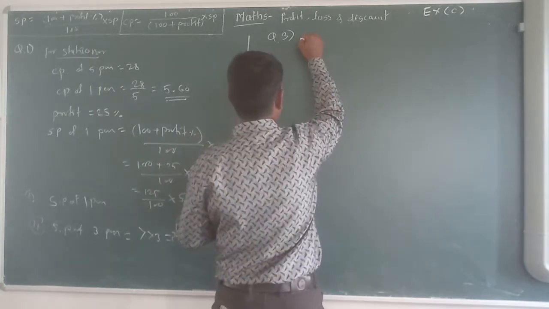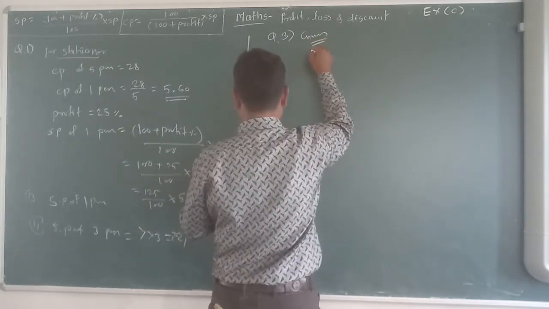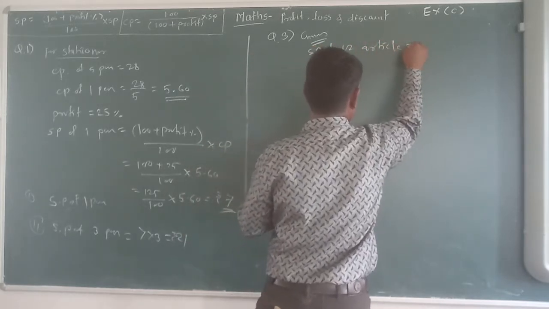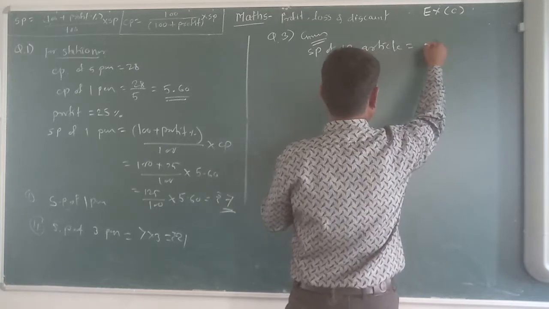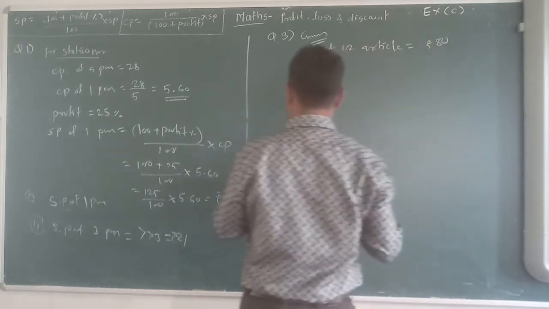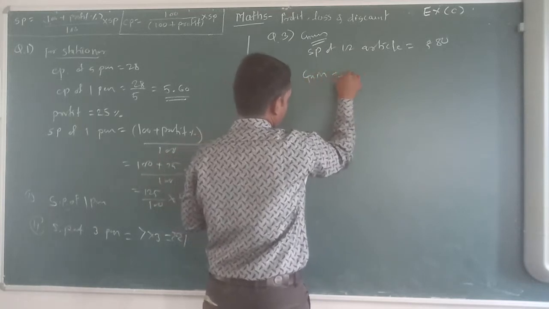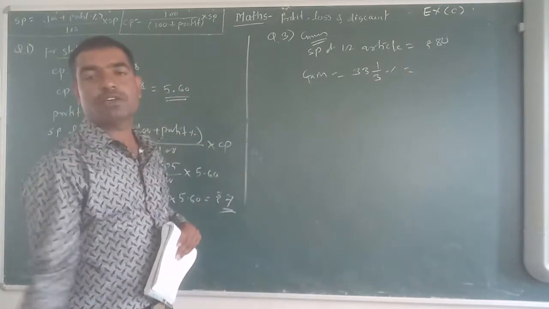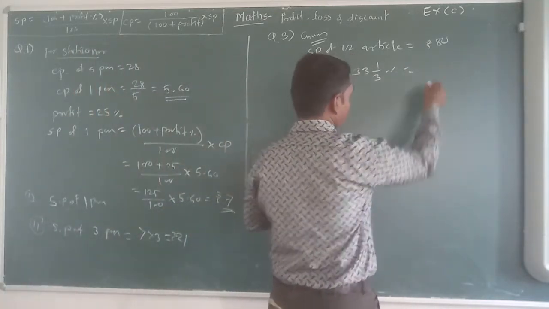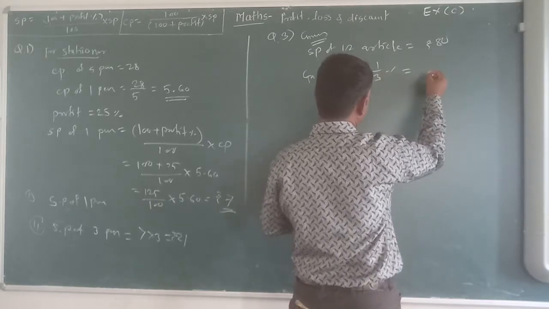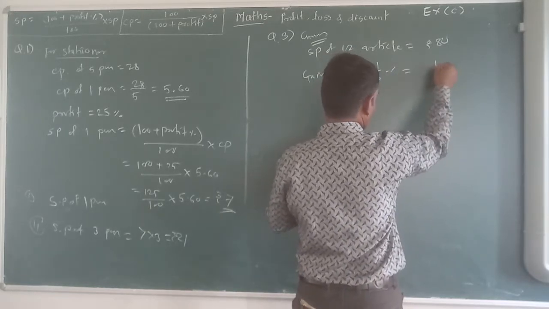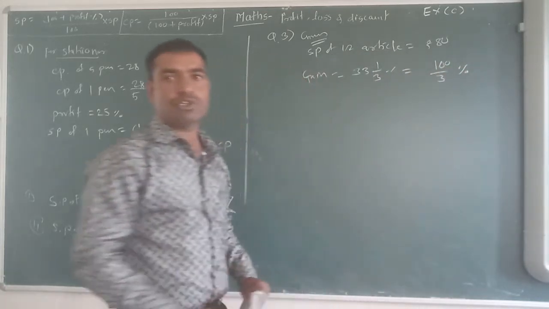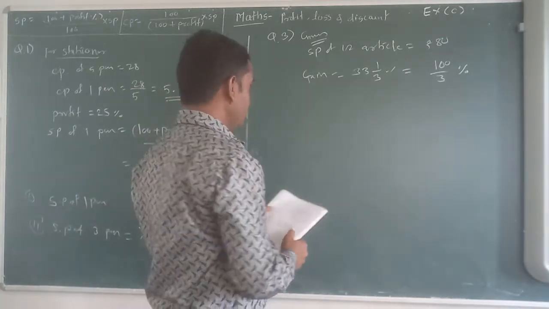First, what is given: SP of 12 articles is given, which is rupees 80. And gain is given. How much is the gain? Gain is equal to 33 and 1 upon 3%. This is a mixed fraction. So first we have to convert this mixed fraction into an improper fraction, which will be 100 upon 3%. This is the gain percentage. The gain percentage is also given. Then we will find the CP.